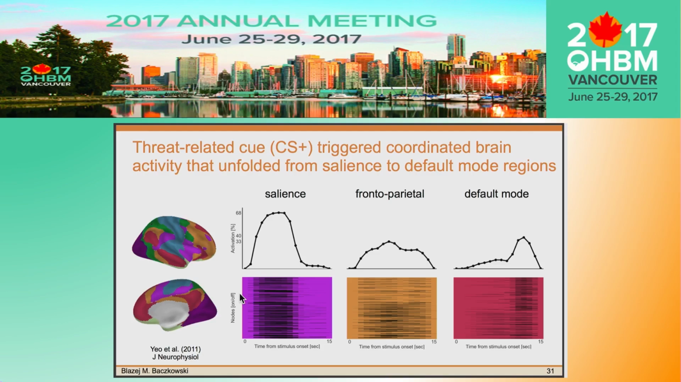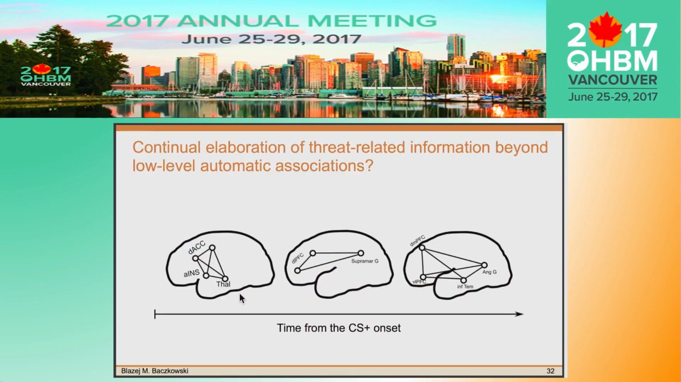And I would like to finish with a speculation about what this spatio-temporal pattern might indicate. In line with the hypothesized role of the default mode network in processing more abstract representation, I propose that this pattern that we observe might reflect continual elaboration of threat-related information beyond the low-level automatic associations that we typically associate with the activation of the salience network.